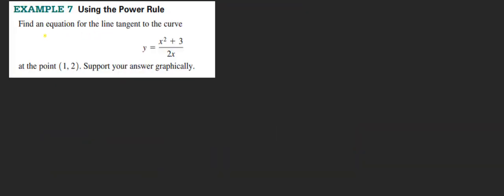And let's take a look at this example. Find an equation for the line tangent to the curve. So basically they want us to find the equation of the tangent line to this curve at the point 1, 2, and support your answer graphically. So in order to find the tangent line of this curve, we first need to find the slope of the tangent line to this curve at 1, 2. So we'll eventually use y minus y1 equals m times x minus x1, the point slope form, to find the equation of the tangent line.